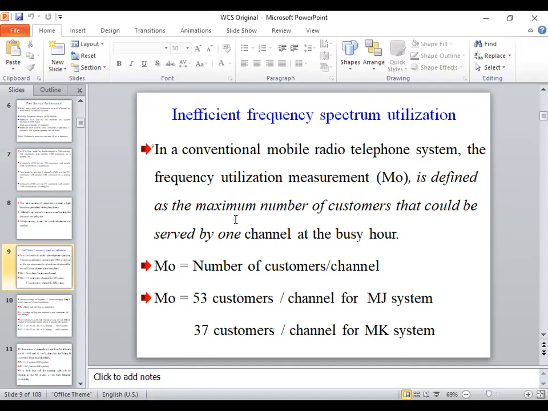So MO is the number of customers per channel. If I have one channel, how many customers can be served by one channel? So MO is 53 customers per channel that can be handled in the case of your MJ system, and 37 customers can be handled per channel for the MK system.